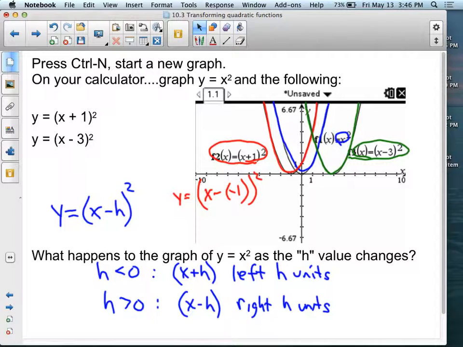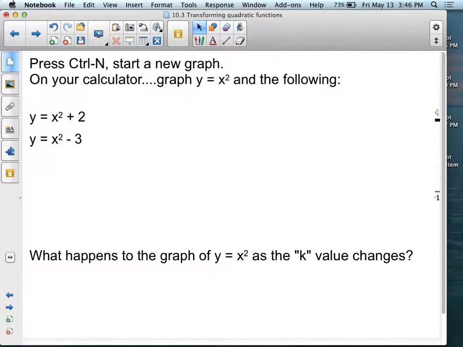So we got one more to take a look at. Again, let's do another control N, new graph, graph y equals x squared, and these two functions as well. Hit pause, and come back in a minute.